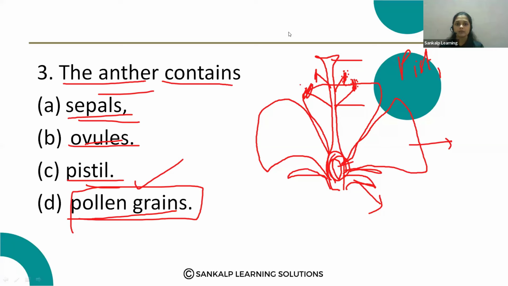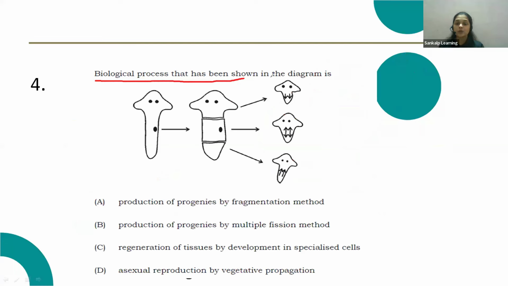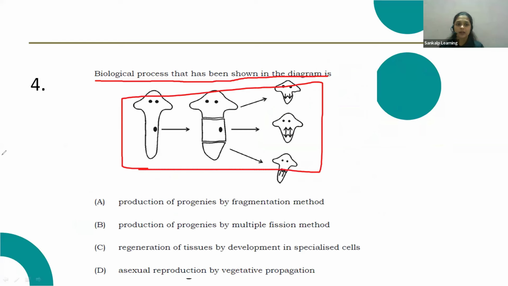Fourth question. The biological process that has been shown in the diagram is. So here a diagram is given. Just observe the diagram and see the options.